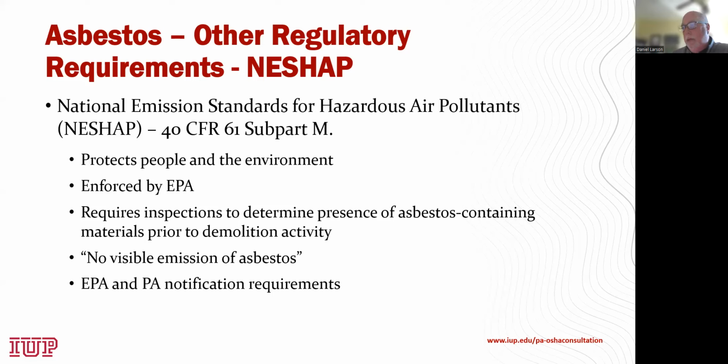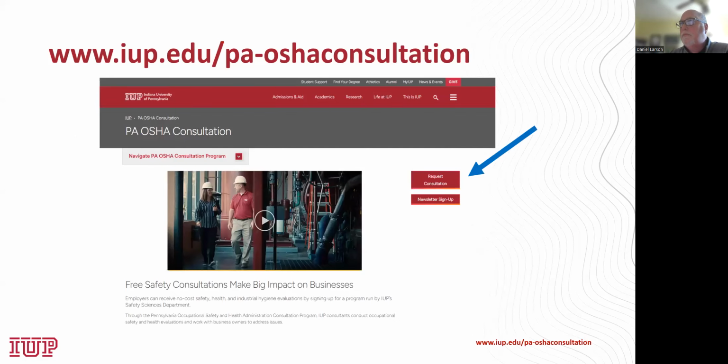And there's also the EPA in Pennsylvania, which has certain notification requirements where if you're going to do abatement, you actually have to notify the EPA in the state of Pennsylvania that you're going to do this abatement, and you have to give them so many days. For instance, the EPA has like a 10-day notification requirement. So that's a summary of the best recommended practices and the OSHA requirements for asbestos.